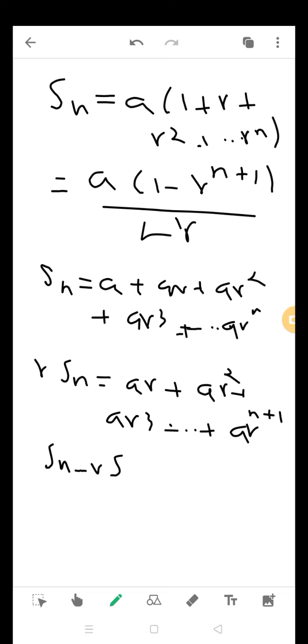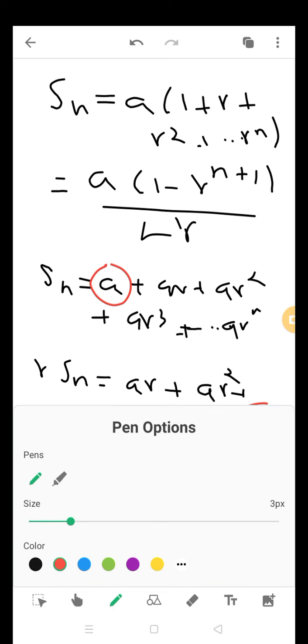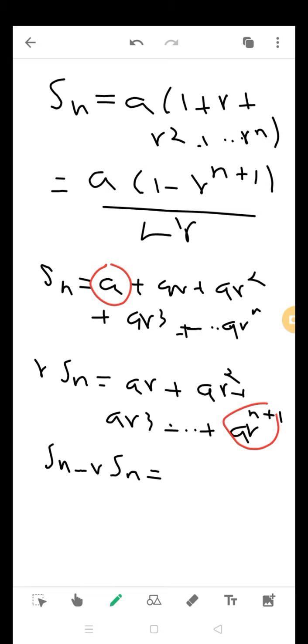And if we subtract these two series, that means Sn minus r Sn, then only two terms will be present. One is the first term, and the other is this last term. So it will be a minus a r to the power n plus 1.